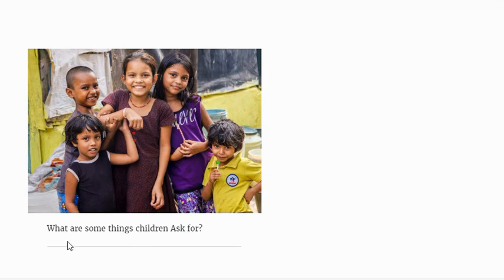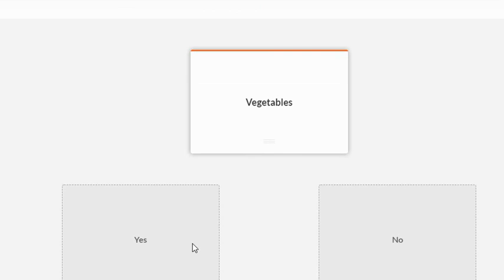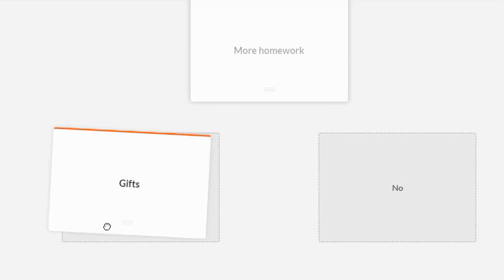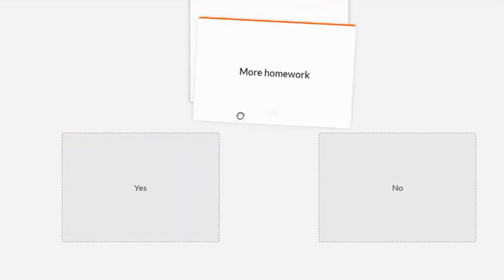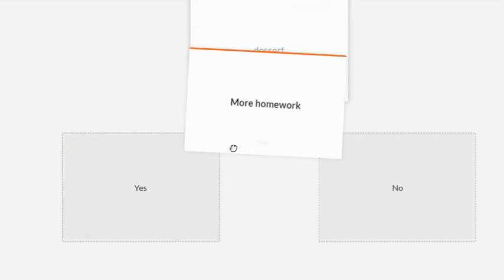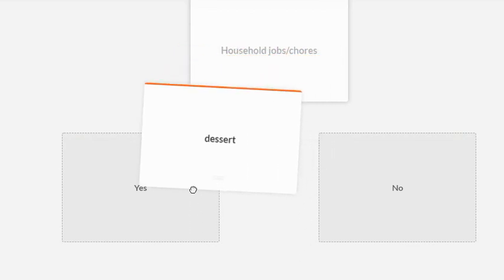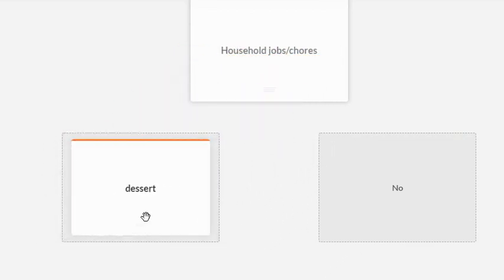Here's an example. What are some things children ask for? Do children ask for vegetables? No, not usually. Children don't ask for vegetables. How about gifts? Do children ask for gifts? Yes, children ask for gifts. What about more homework? Do children ask for more homework? No, not usually. How about dessert? Do children ask for dessert? Yes, children sometimes ask for dessert.